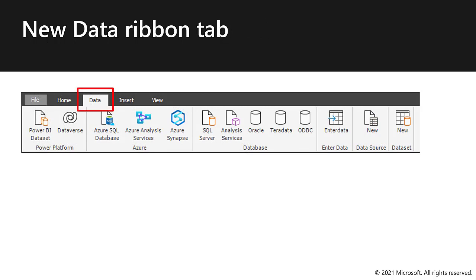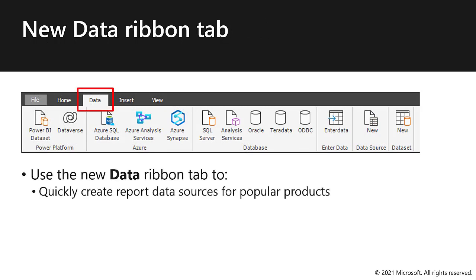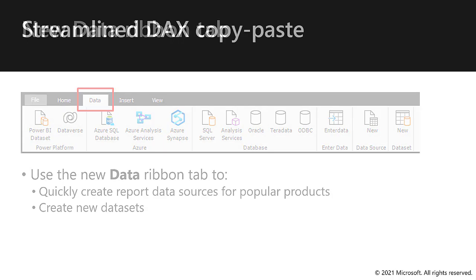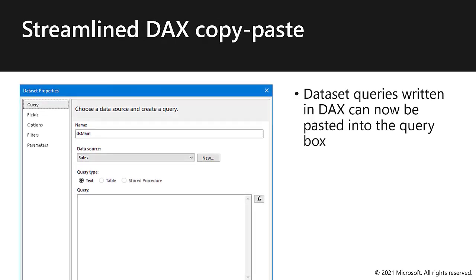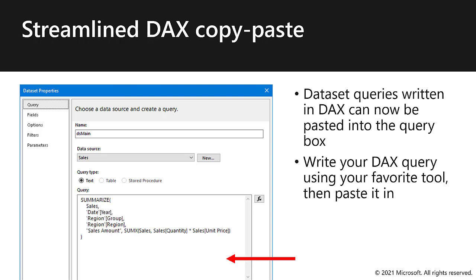You can use the new Data Ribbon tab to quickly create report data sources for popular products, including Power BI datasets and Dataverse. You can also use it to create new datasets. The streamlined DAX copy-paste allows you to paste DAX queries directly into the dataset properties and the query box. So when you write your DAX query using your favorite tool, simply paste it in.